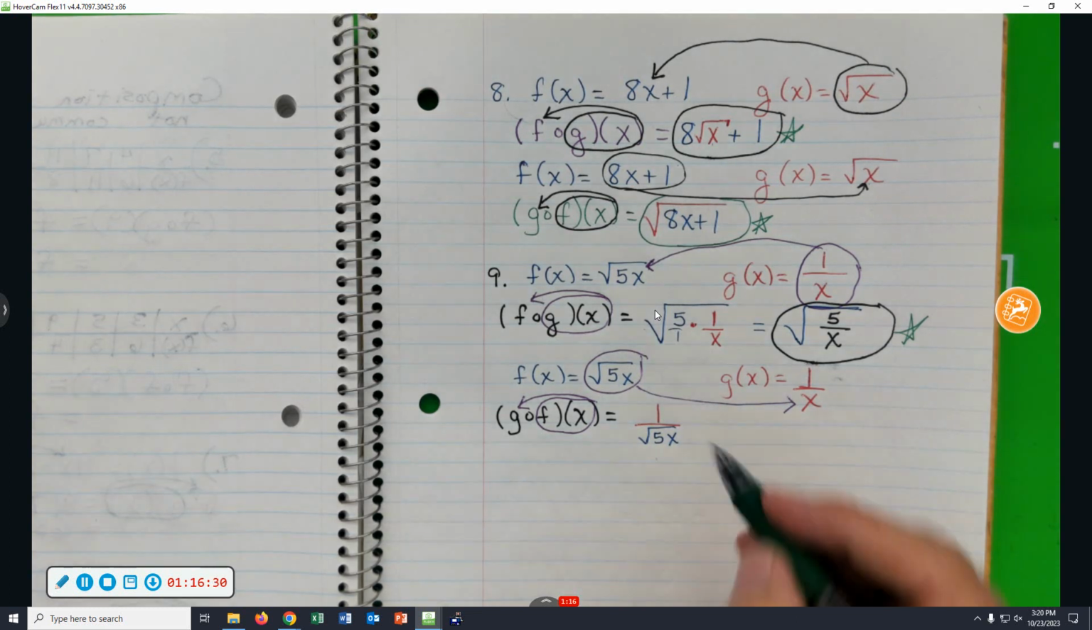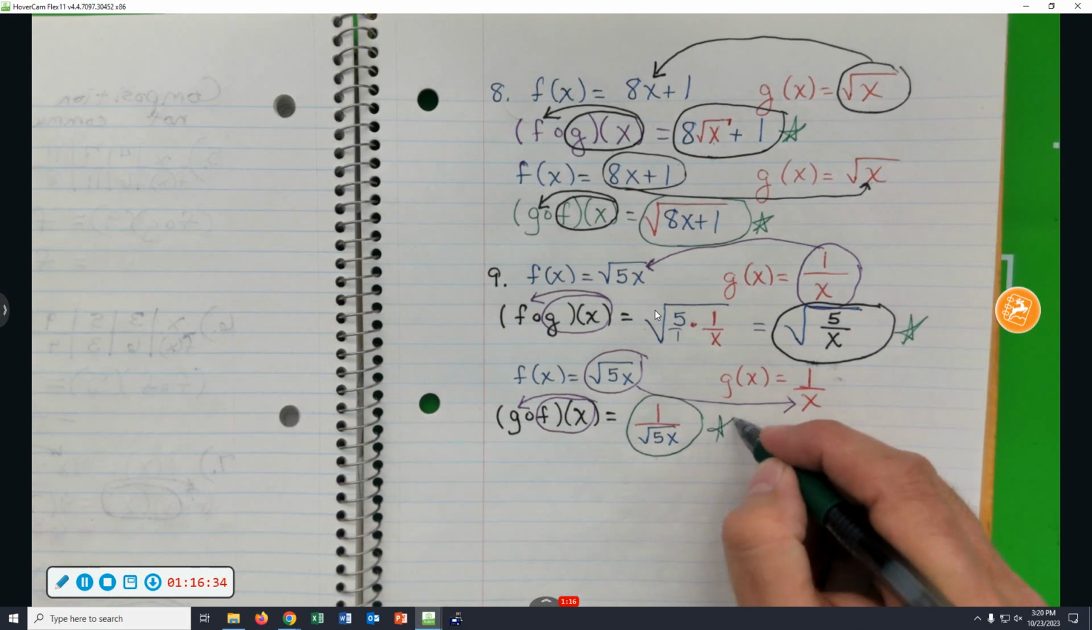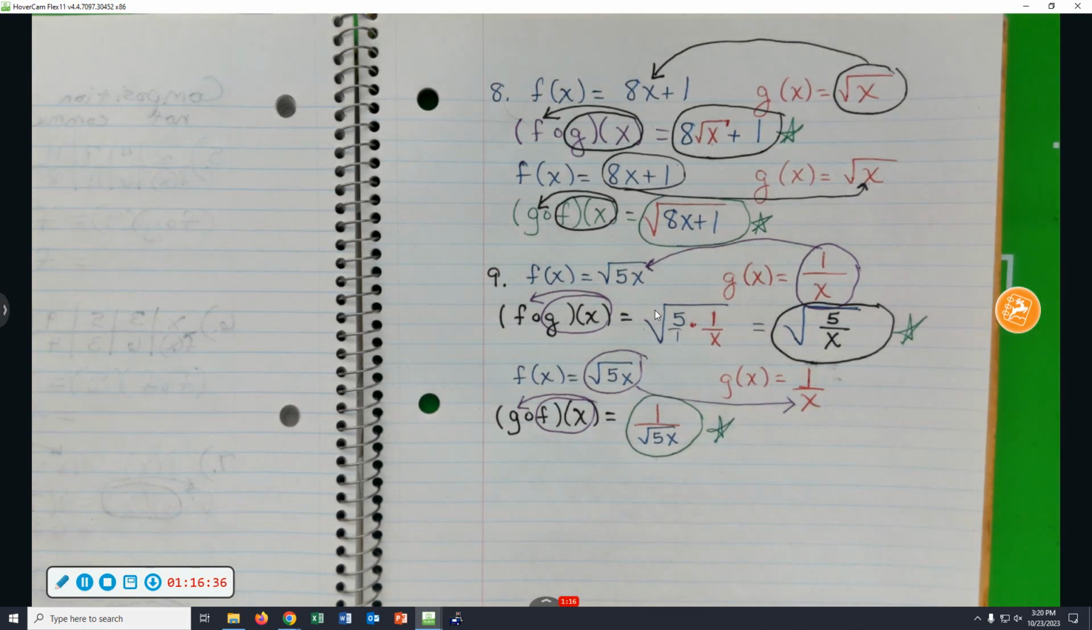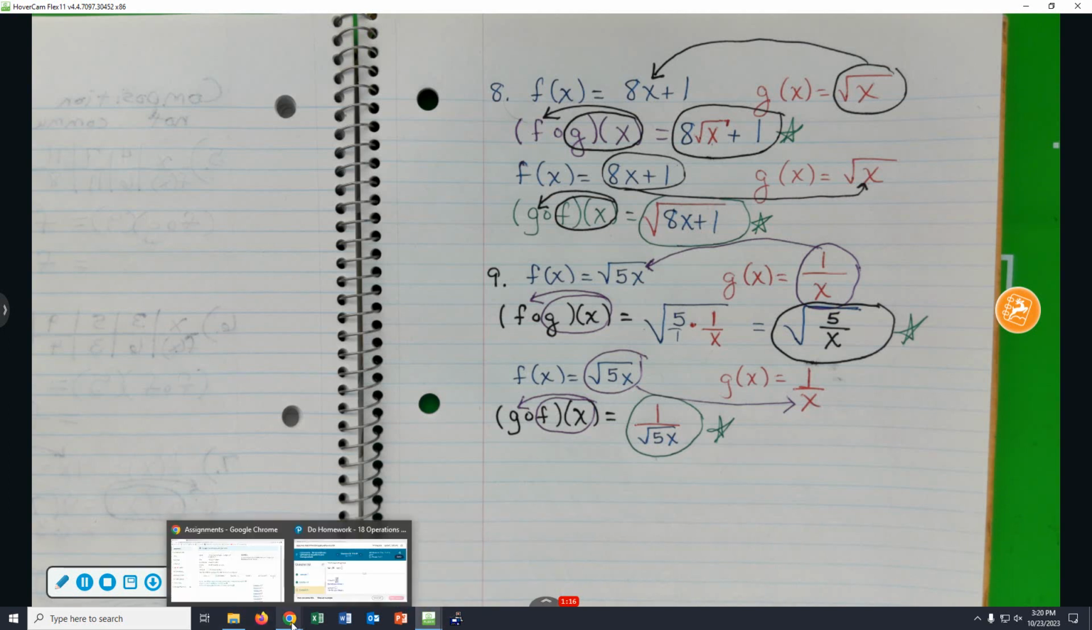And that's what I will say is my answer. Once again, you could rationalize and get the square root of 5x all over 5x, but I think this looks a lot easier. And I don't think they do that. They don't rationalize it on the exam. No, they don't. There's really no reason why you would want to rationalize that. And type it in.